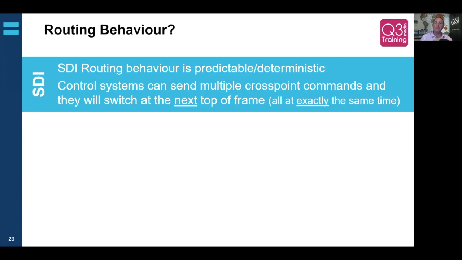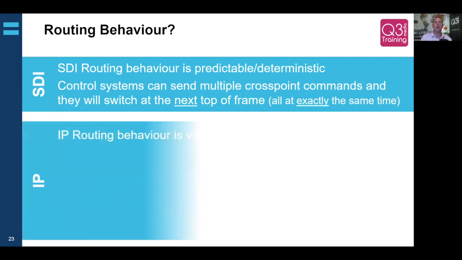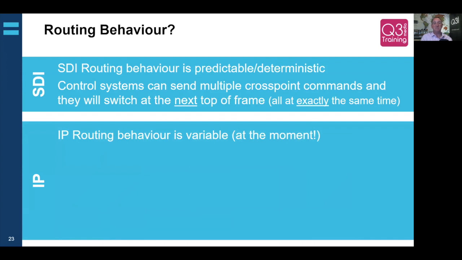Importantly, they switch at exactly the same time. There is no difference at all, because that's what the router is designed to do. It's designed to switch at that switching point exactly the same time. In IP, sadly, it's a bit variable.